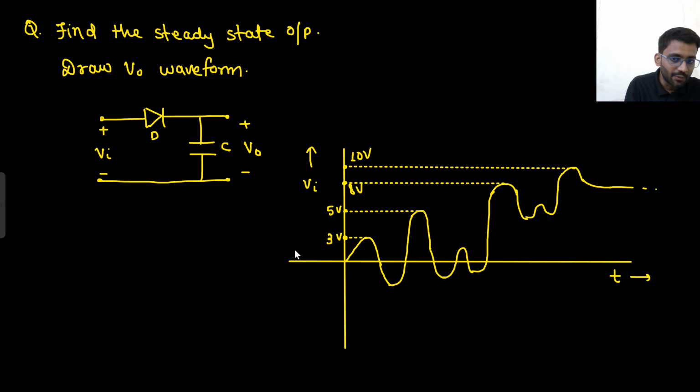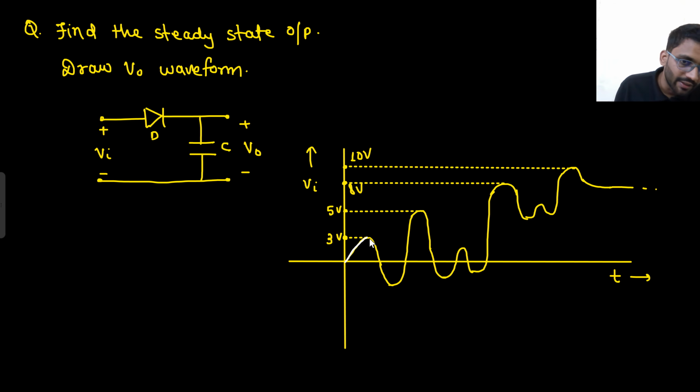Or how you can see it: when the input is positive, what will happen? The diode will turn on. Just as the diode turns on, the capacitor will follow the input. When the diode turns on, the capacitor will follow the input. V naught will simply be equal to V in. It will start following the input, like this.